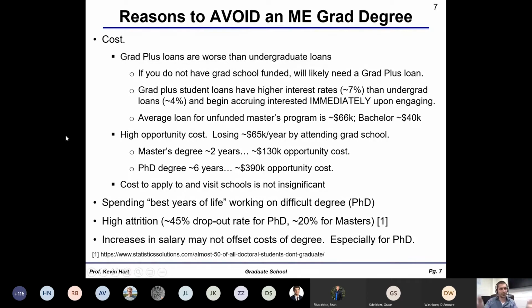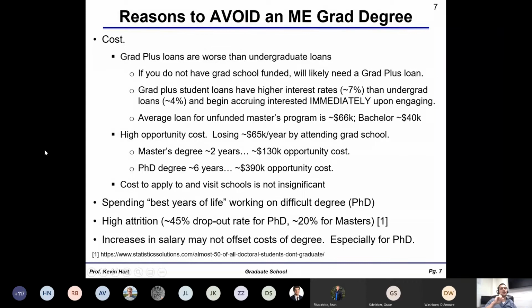Because of COVID, people tend to be going to graduate school. Okay? 7, 8, 9% is not uncommon for Grad PLUS loans, whereas most undergrad student loans are in the range of 3 to 5%. Okay? And these Grad PLUS loans accrue interest immediately, right? General cost for an unfunded master's program is about $66,000, as opposed to a bachelor's degree for a state school, which is about $40,000. For MSOE, it's more expensive.